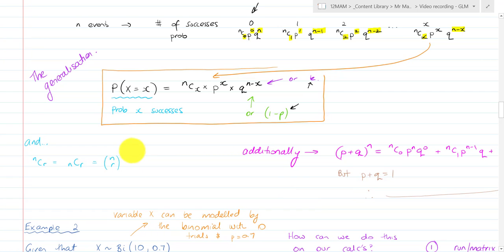And we also have this notation. So we've seen this previously as well, but nCr can also be written as nCr like that, and it can also be written as n and r inside tall brackets. So just be wary of any of those notations.